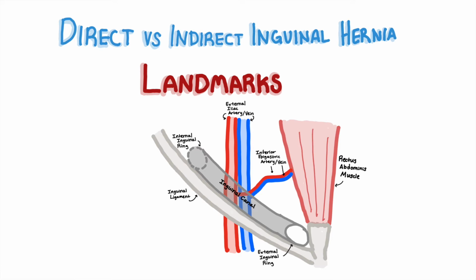deriving from it. We also see the two openings of the inguinal canal, the internal inguinal ring, which opens laterally to the inferior epigastric artery and vein, and the external inguinal ring, which opens medially to the inferior epigastric artery and vein. The location of the inguinal rings will be important as we talk about the differences between indirect and direct inguinal hernias.